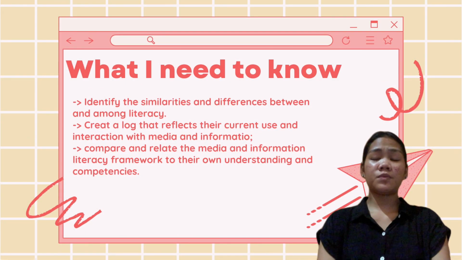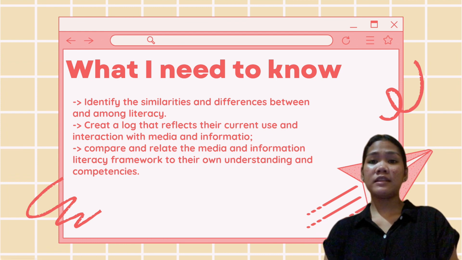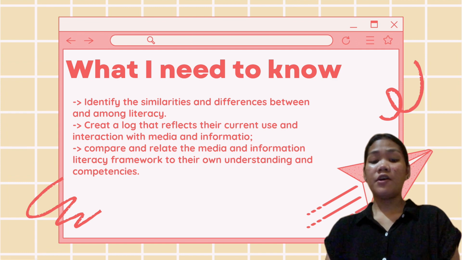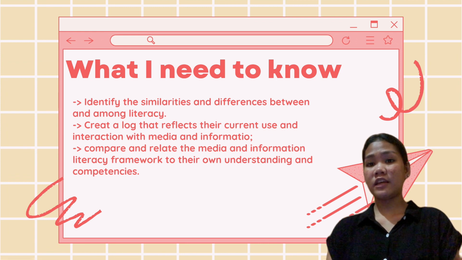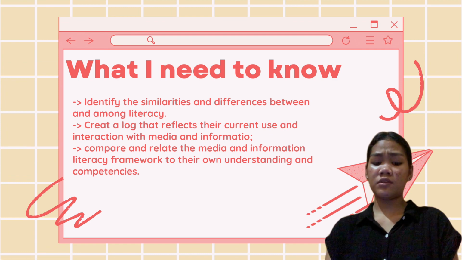And these are what we need to know in this module. First, identify the similarities and differences between and among media literacy, information literacy, and technology literacy. Examine the technology or resources available during the prehistoric age, the industrial age, the electronic age, and the new or digital age. Second, create a log that reflects their current use and interaction with media and information.